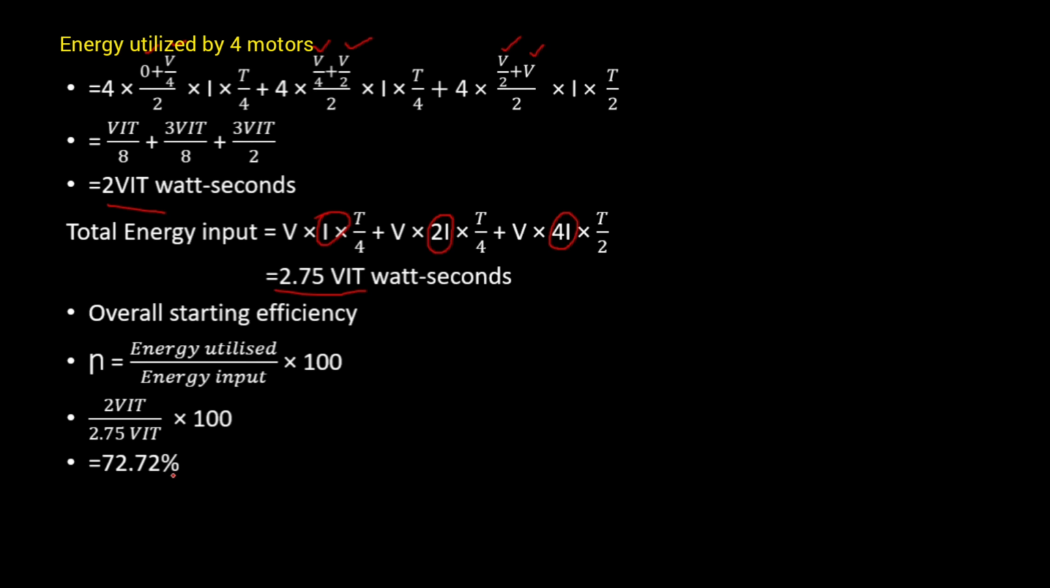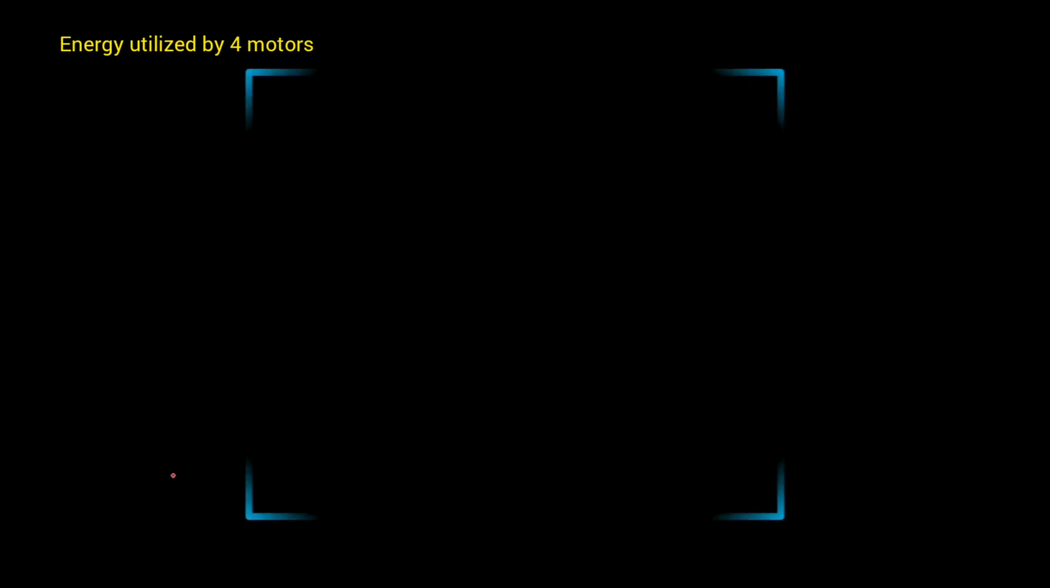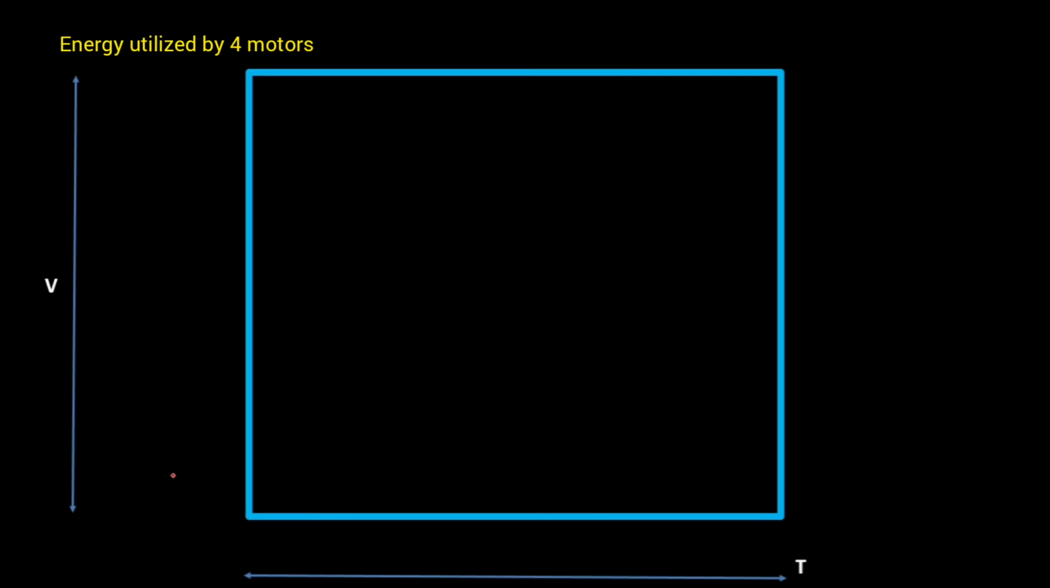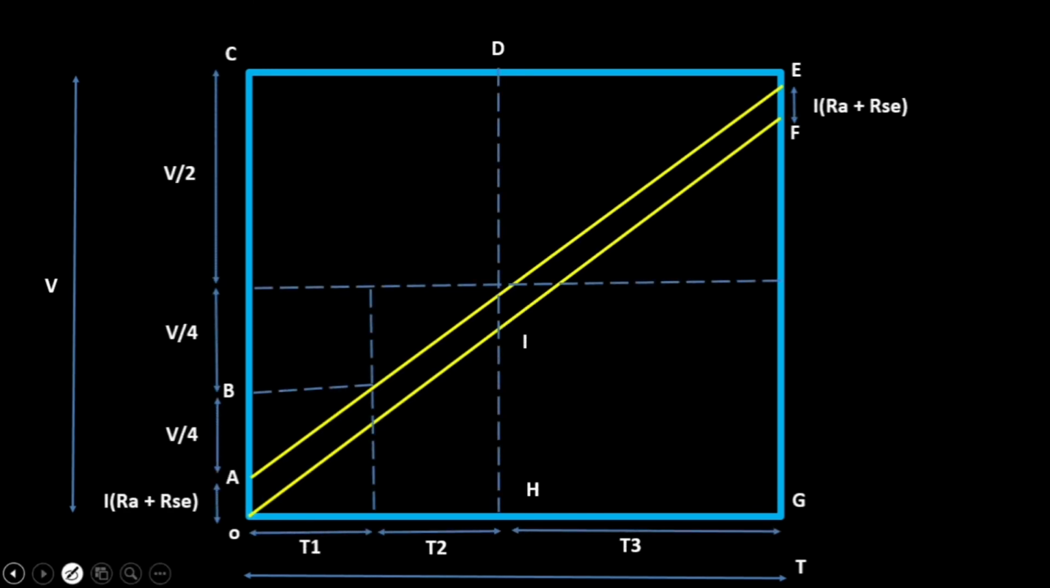In case of two motor connection, what was the efficiency? It was around 62%. Now it has increased by 10%. So increasing the number of motors ultimately increases the starting efficiency of the motor. Understanding this with the help of a characteristic: here we have V with respect to T. Here you get this value. Here you have V by 4, and finally V by 2. In what time duration? T1, T2 and T3, let us say.